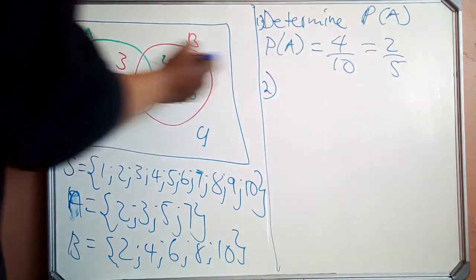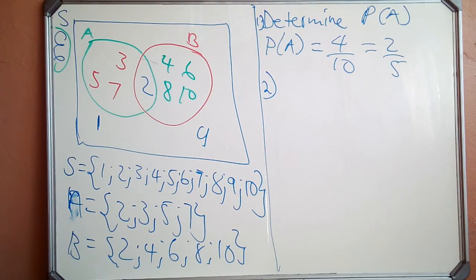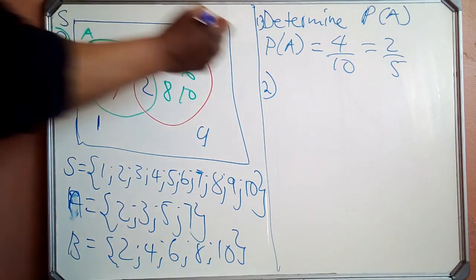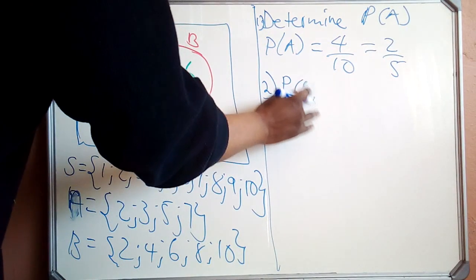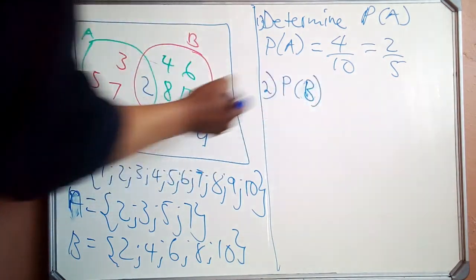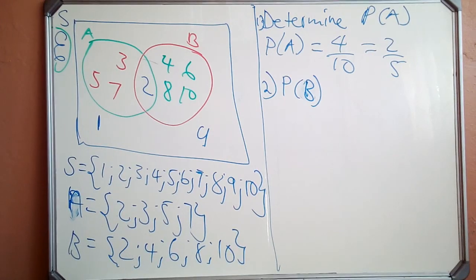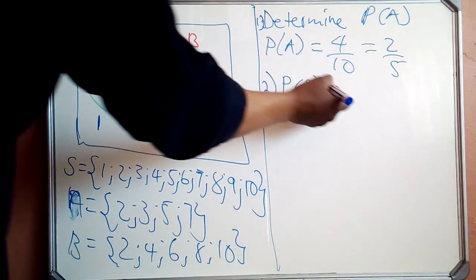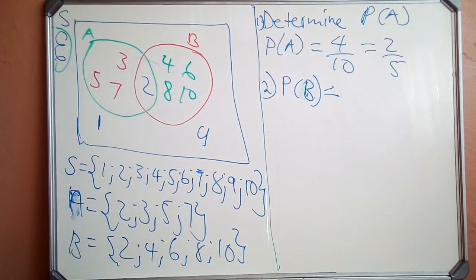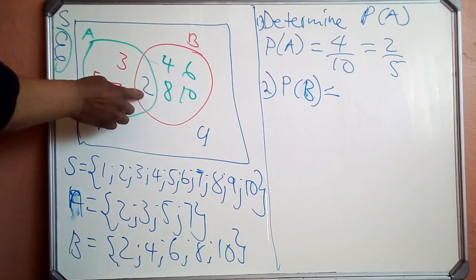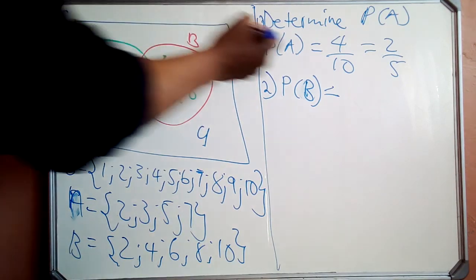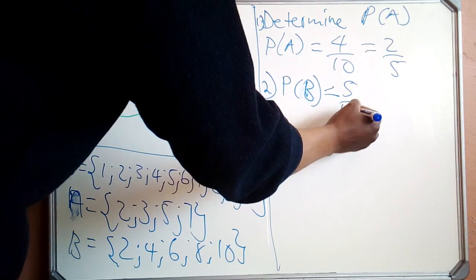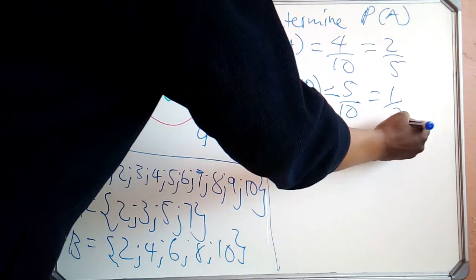And then number 2. Number 2 says determine the probability of B. What is the chance that B will take place in a set? Okay, so for event B, we look again at the number of items: 1, 2, 3, 4, 5. We've got 5 elements in B, and the total is 10. So this will be 5 over 10, and 5 over 10 is equal to a half.